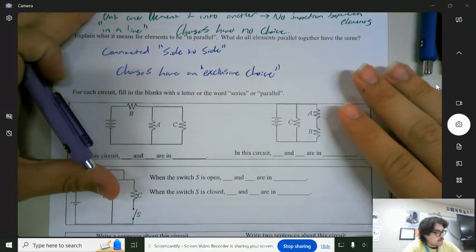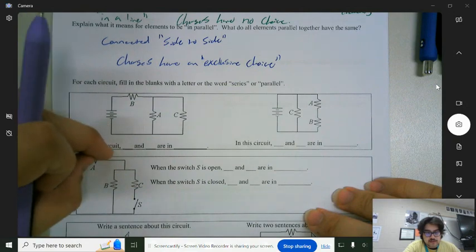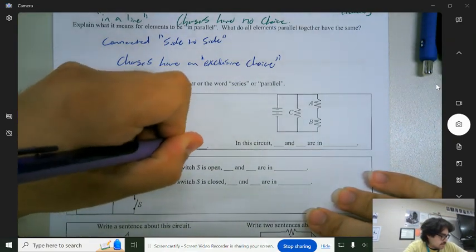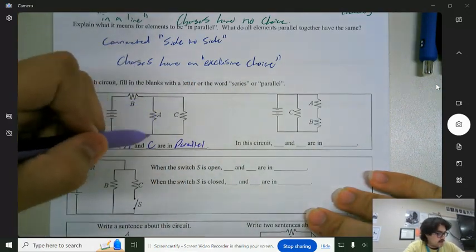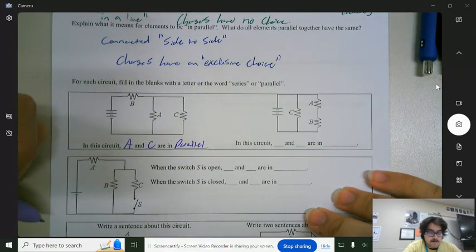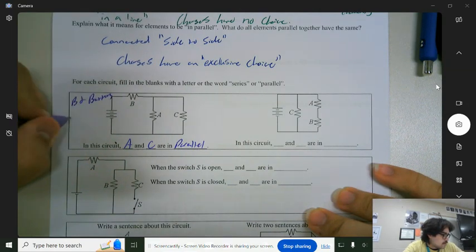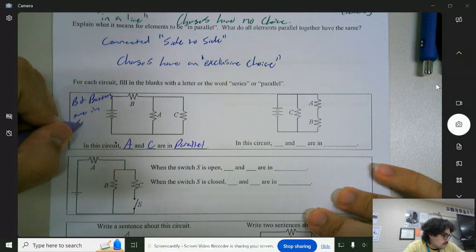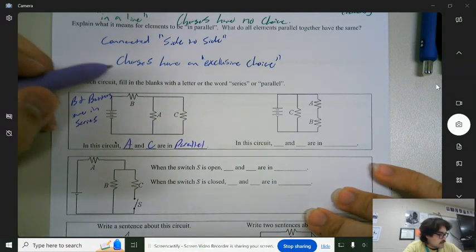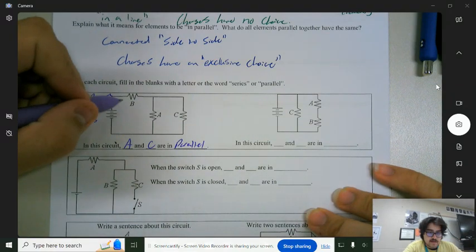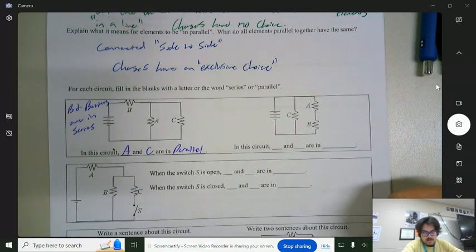So in this circuit, we would say that A and C are in parallel, because you see that A and C are connected side by side. We can say that B and the battery are in series, because you notice there's no junction between the battery and B. There is a connection between the battery and B that does not include a junction in it at all.